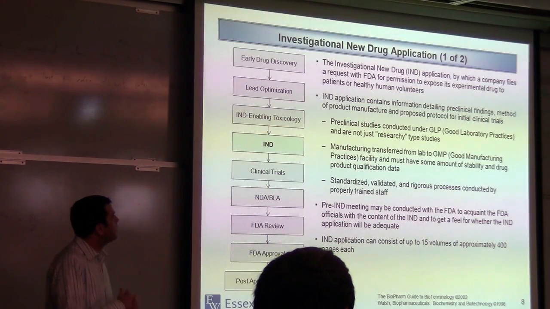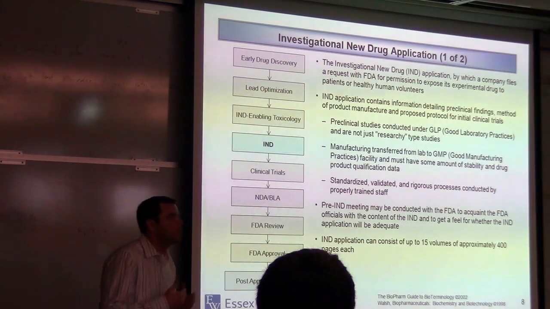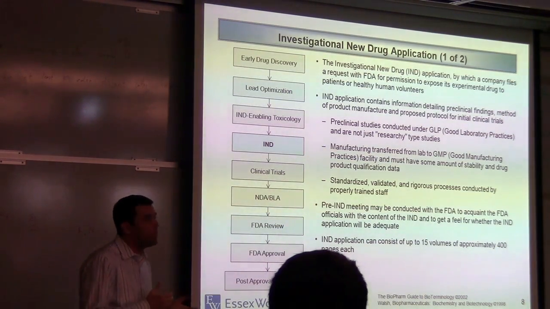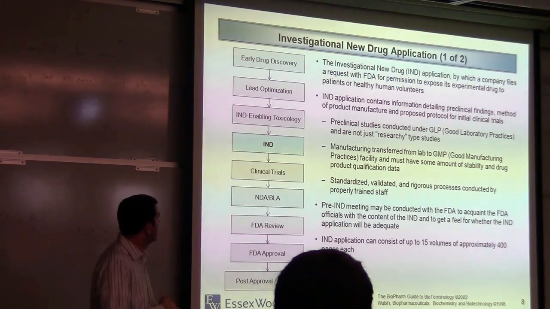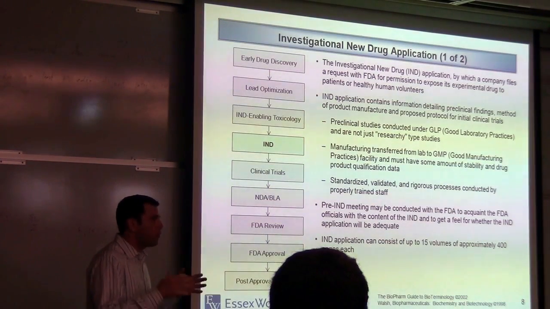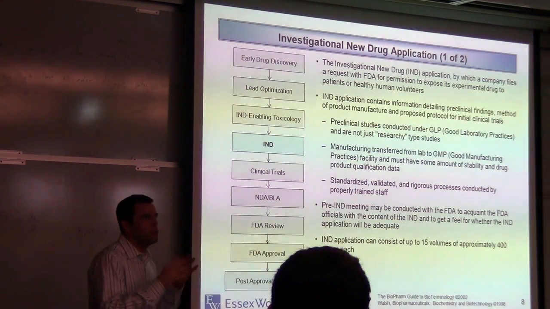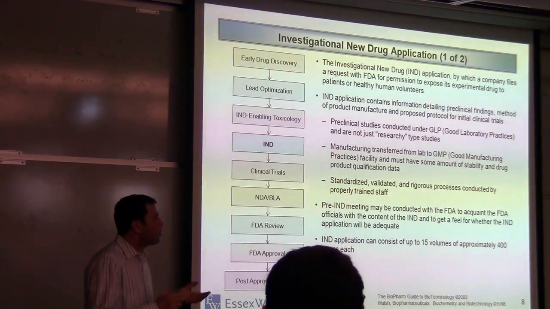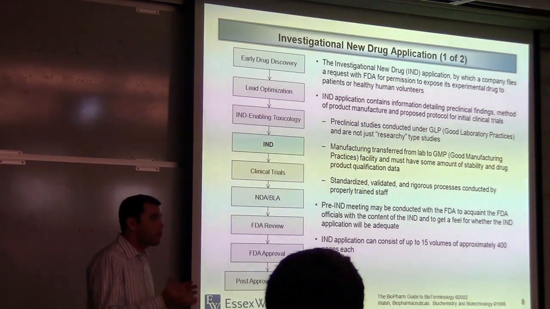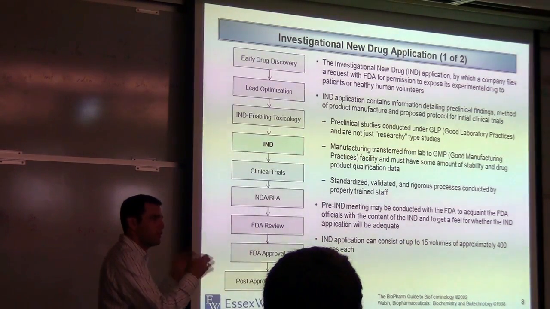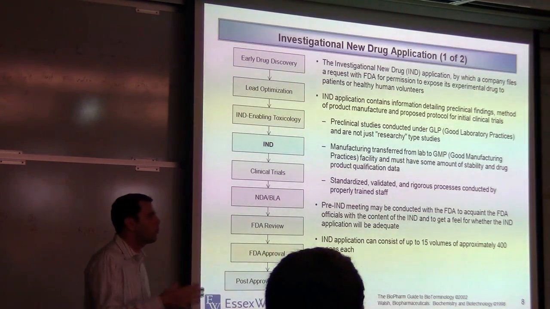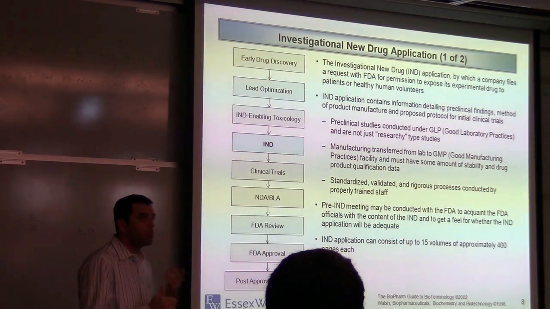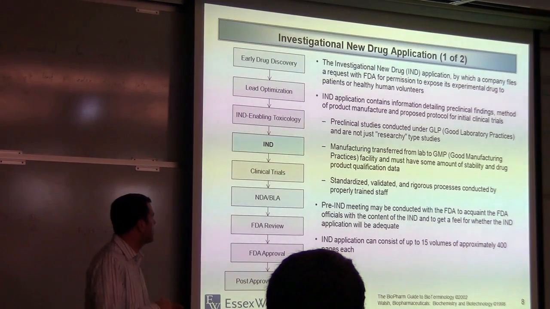And so the IND is basically what you file as a request to the FDA for permission to use your experimental drug in patients or healthy human volunteers. It deals with all your preclinical findings, so all the animal studies and all the in vitro studies that you've been doing are part of that package. Also, your method of manufacturing the drug is part of that. So it's not just the animal work and the lab work, it's also all the work dealing with the manufacturing of the product, as well as your proposed protocols for those initial clinical studies.